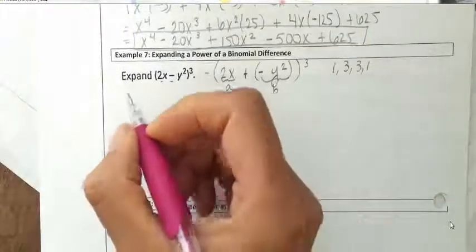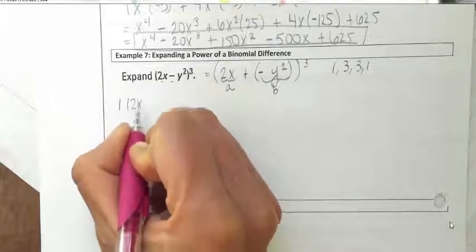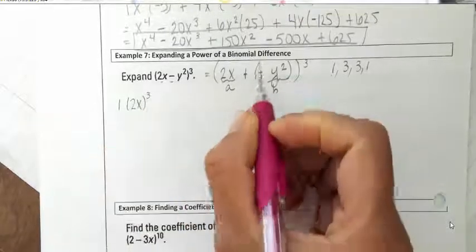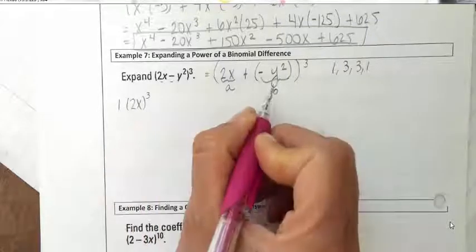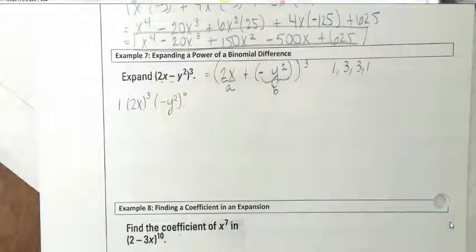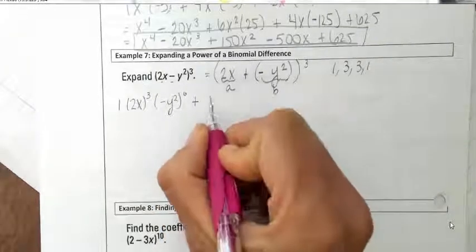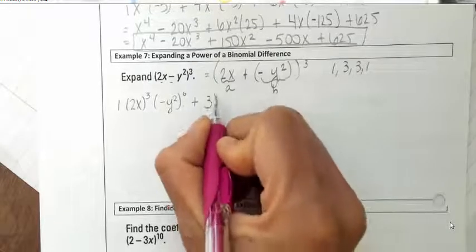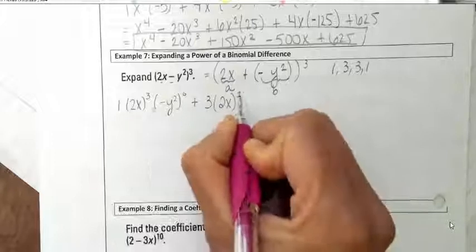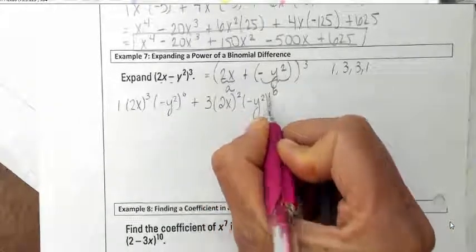And then I just get started. So coefficient's going to be 1, then that's 2x, and that 2x gets all the powers, so that's 3. Okay, and then the b, or your negative y squared, gets none of the powers. Plus, okay, and now my coefficient's 3. My first term is 2x, which now gets 1 less power. Well, my second term, which is negative y squared, now gets 1 of the powers.